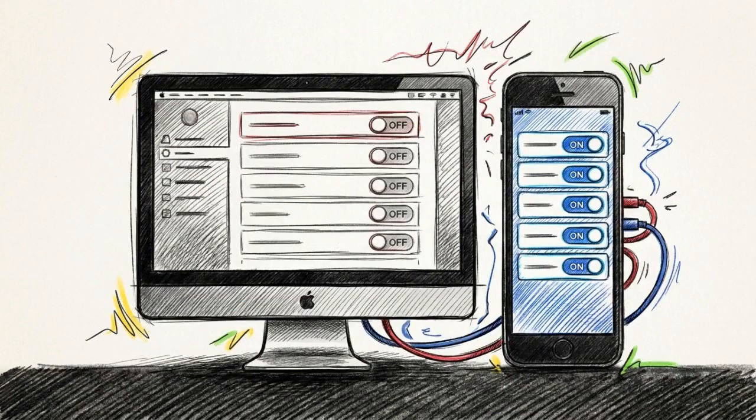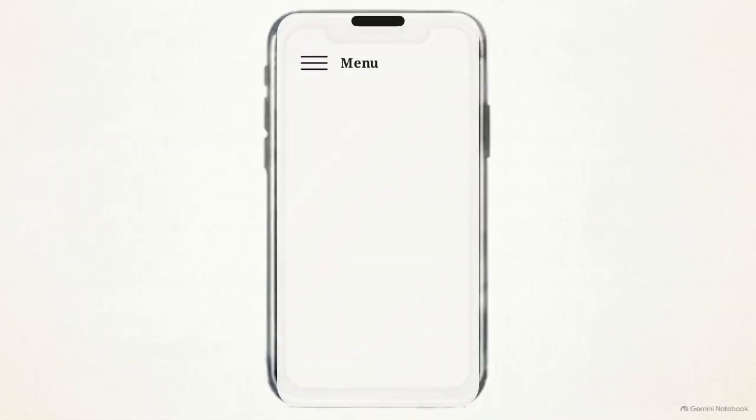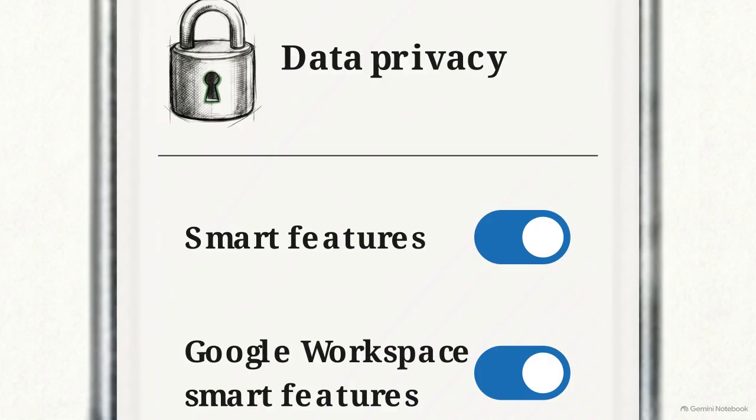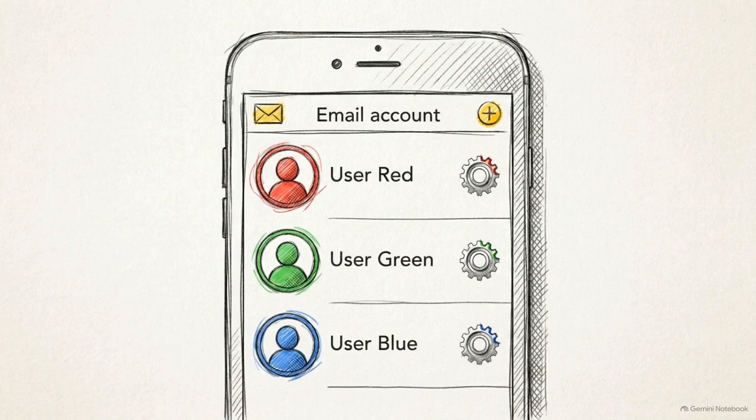Now, check your phone. These privacy settings don't automatically sync from your desktop to the mobile app, so you have to repeat the process there. On the Gmail mobile app, tap the hamburger menu, go to Settings, and select your account. Scroll to Data Privacy. Just like on desktop, find the Smart Features toggle and the separate Workspace Smart Features menu. Switch off both.